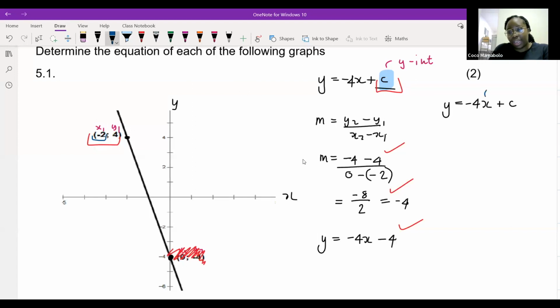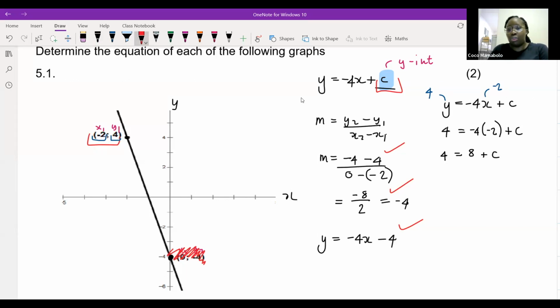So I'm going to go over here and replace x with -2. And this is y. And I'm going to replace y with 4. And then I can solve for c. So I'm going to end up with 4 is equal to -4 multiplied by -2 plus c. So now I've got 4 over there. 4 is equal to -4 times -2, which is going to give me +8, plus c.